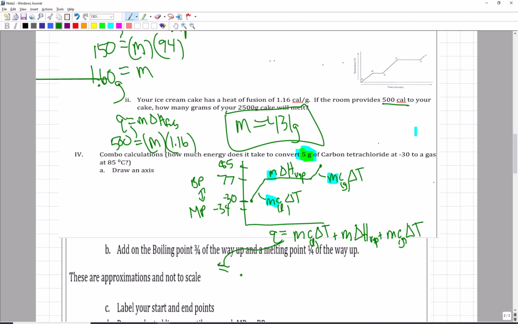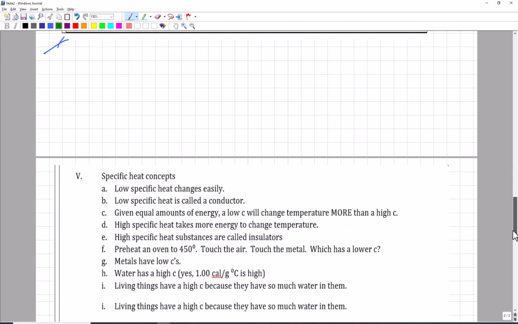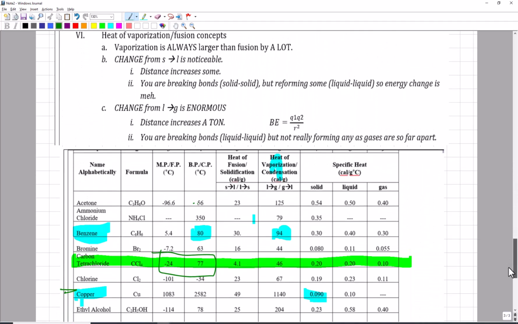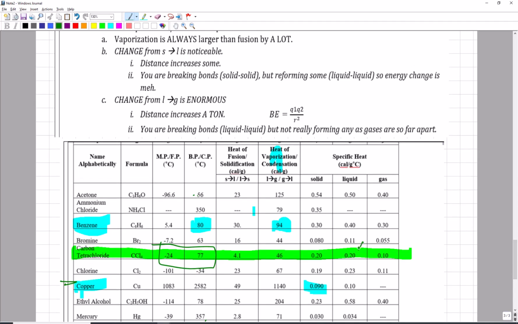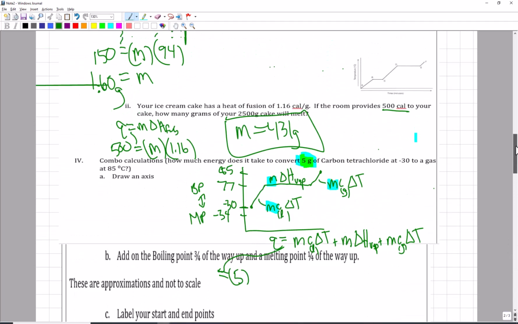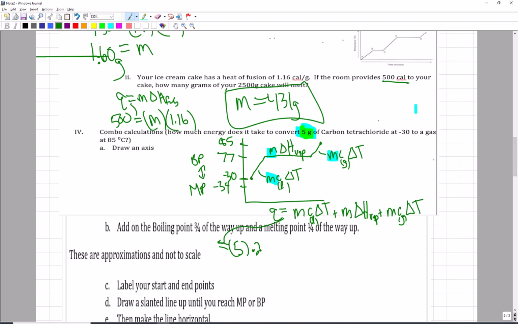So the mass is 5. The specific heat of liquid carbon tetrachloride, I think I highlighted it quite nicely, is 0.20. The change in temperature is from minus 30 to 77. Now be careful. A lot of people see this and they see 47. It's not. 30 degrees to get to 0 and then another 77. So it's 77 minus negative 30, which is 107.